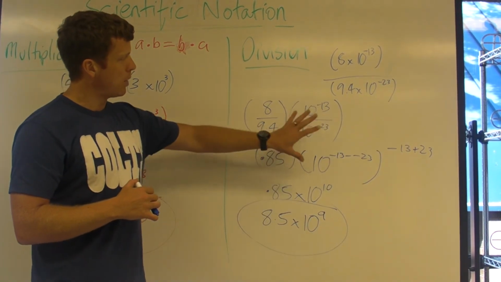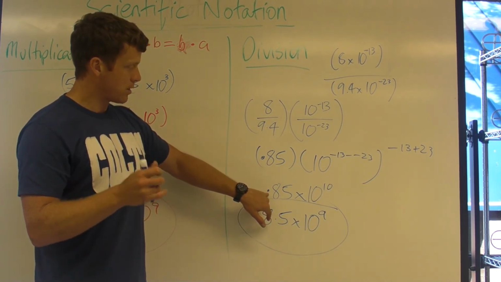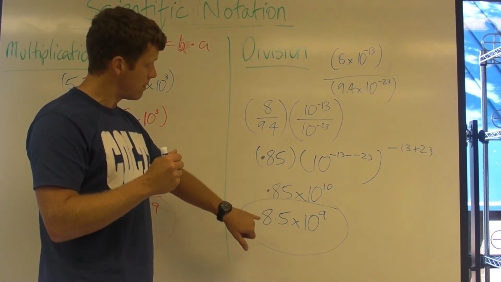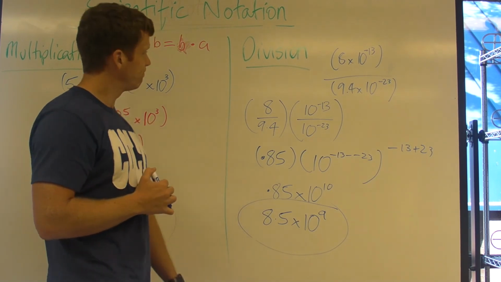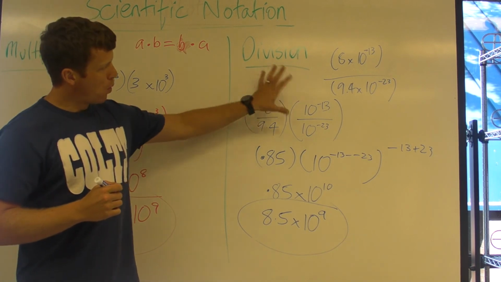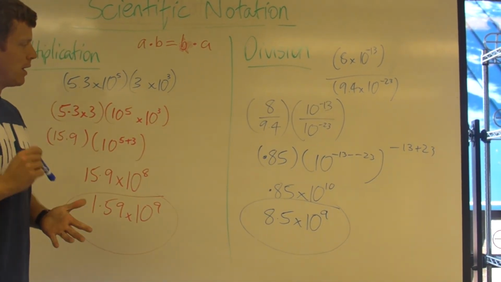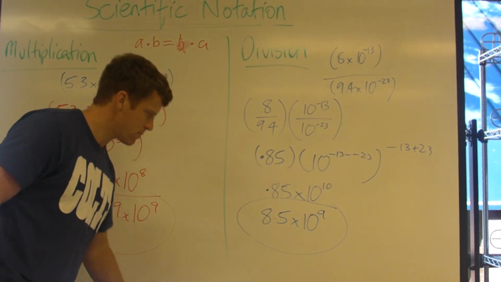Same idea here, applying exponent rules, and then watching out for an answer that's not in scientific notation form, and then making that adjustment as needed. So we'll be using this, more division really than multiplication, but it'll definitely come up quite often. And that's that.